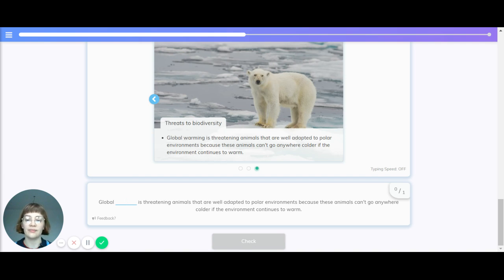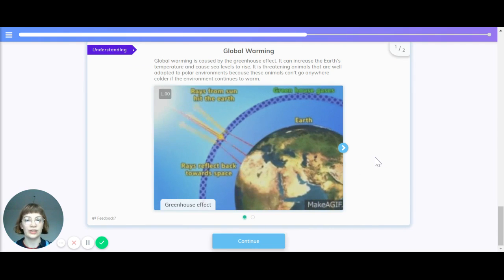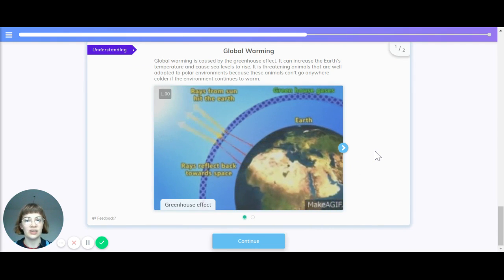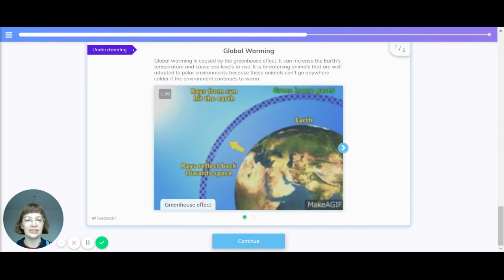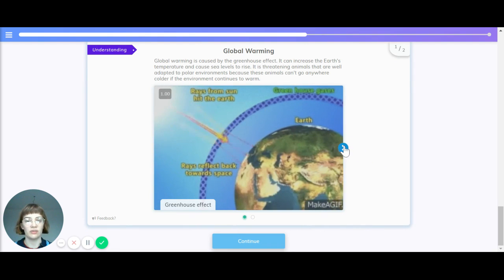Let's just do a quick recap of that. What is threatening animals that are well adapted to polar environments because these animals can't go anywhere colder if the environment continues to warm? Correct answer is global warming is threatening these animals. Global warming is caused by the greenhouse effect. It can increase the Earth's temperature and cause sea levels to rise. It is threatening animals that are well adapted to polar environments because these animals can't go anywhere colder if the environment continues to warm.